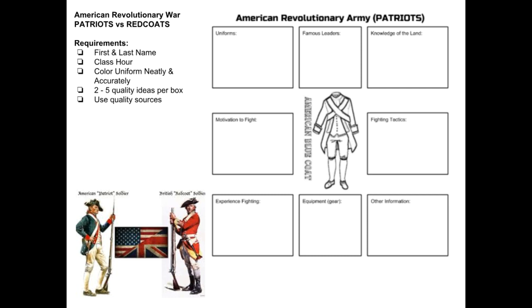The idea that maybe knowing how to fight, maybe the battles that they've done before, the history of both armies. Equipment or gear is what they'd be carrying with them. So, for example, maybe a musket, the type of musket, how it looks, things like that. And then finally, other information off to the bottom right.